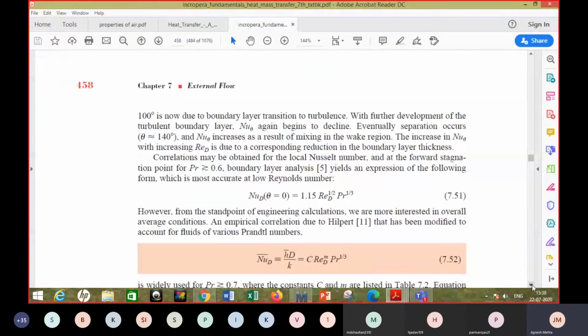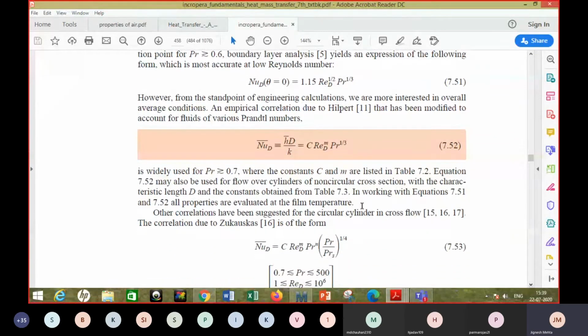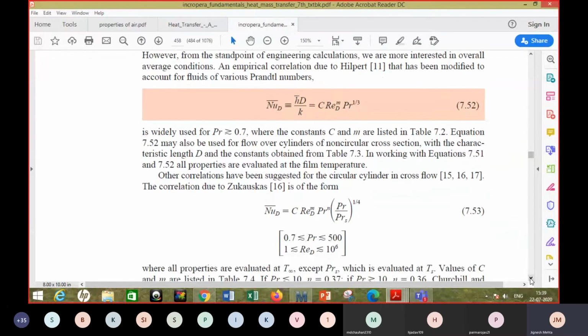So such a correlation may be in this form, like the average Nusselt number, as you can read here, is given by some constant, and it is a function of Reynolds number and Prandtl number. So Reynolds number raised to m and Prandtl number raised to 1 by 3. Right. So this form of correlation was proposed by Hilpert. Now the values of m and c will depend upon the value of the Reynolds number. So there is a table which may be used to get those two coefficients.